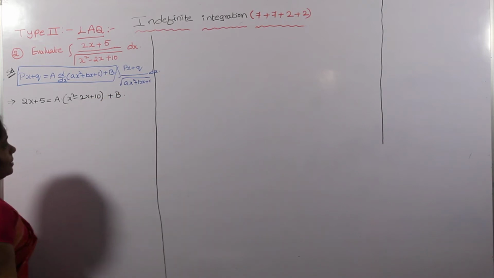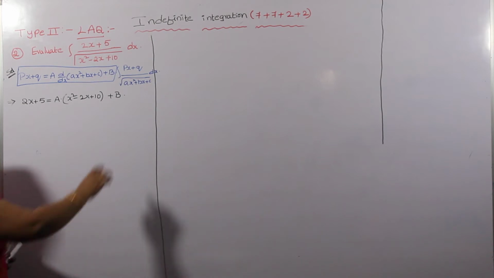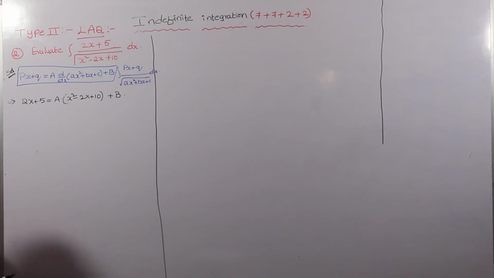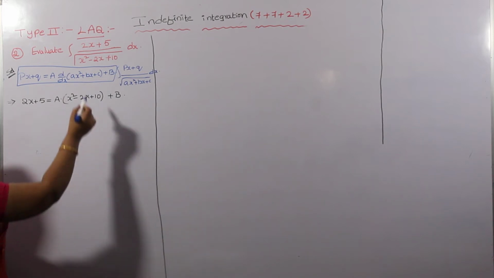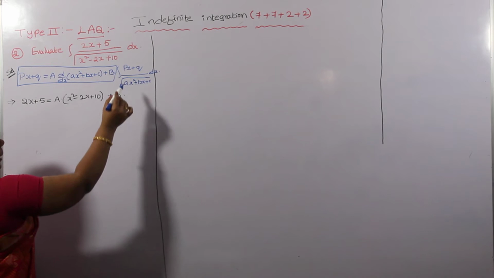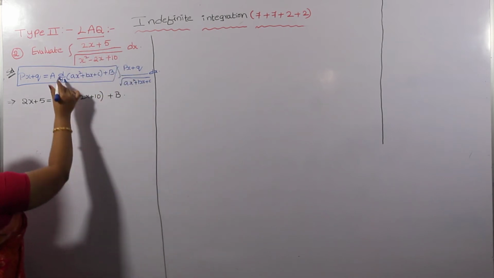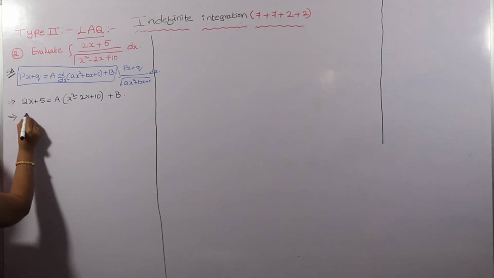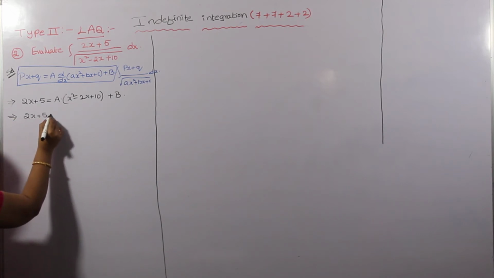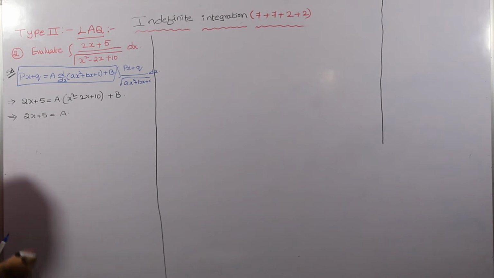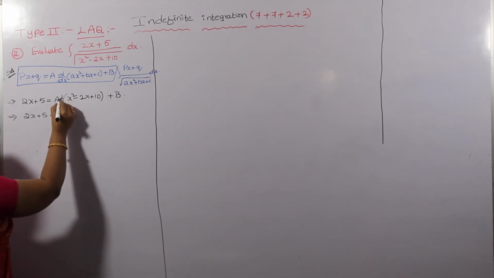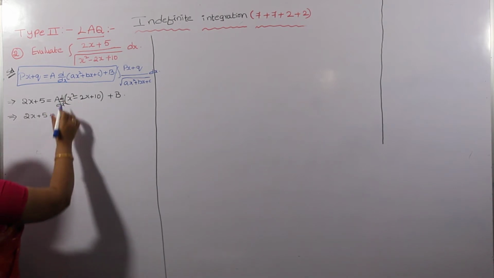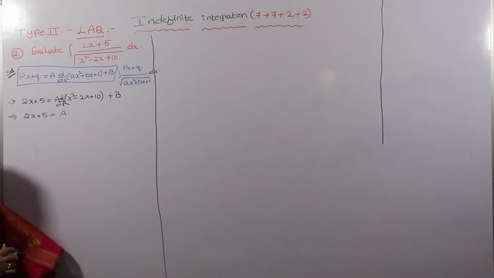Okay. Here this is in the form of type 2. In type 2 the model is px plus q by root over ax square plus bx plus c. Ax square plus bx plus c is x square minus 2x plus 10 and px plus q is 2x plus 5. I am taking it directly. That implies 2x plus 5 equals A into d by dx of, d by dx meaning differentiation with respect to x one time.